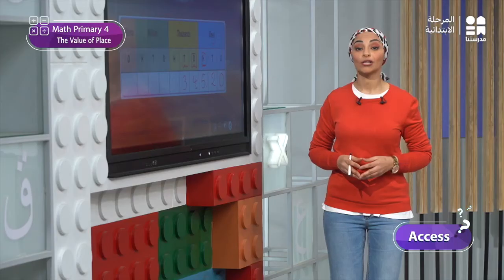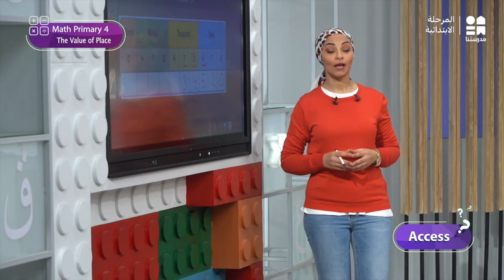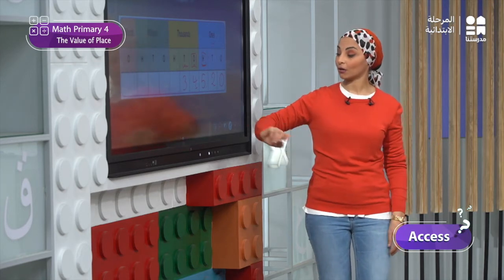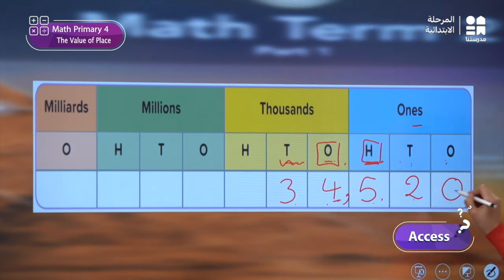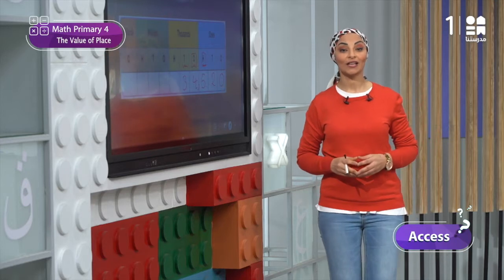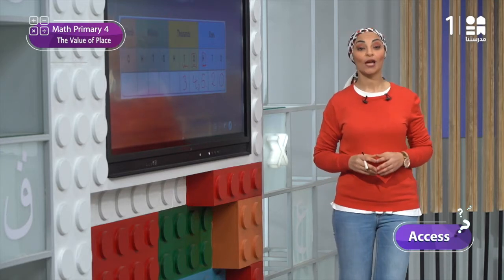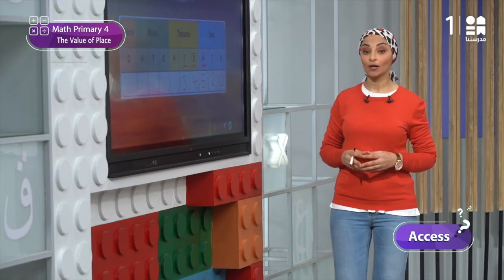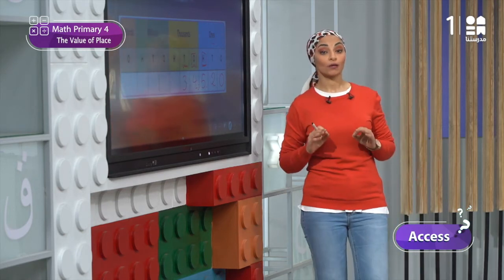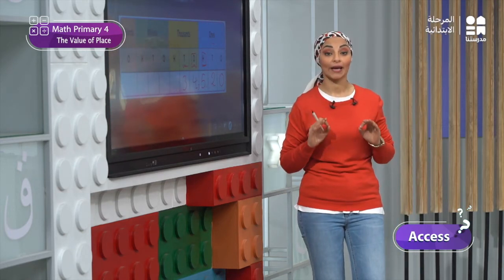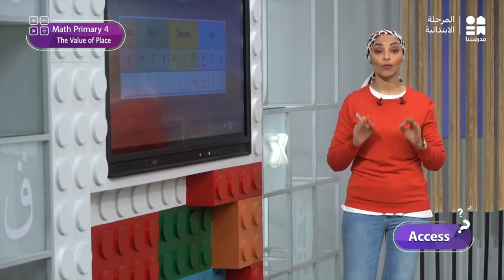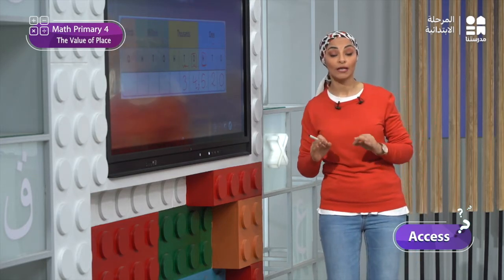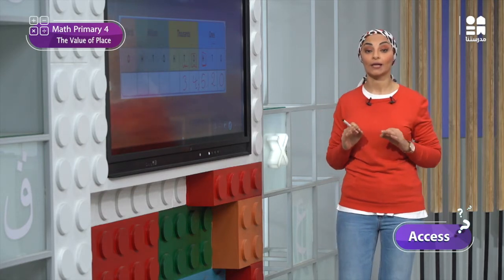Now we have reached the solution to the riddle, and the number is, let's read the number, 34,520, right? After answering the first riddle, I will give you some time to answer the second one. The most important thing here, as we said before, is to focus on every word we read in the riddle, because every word has a big meaning.